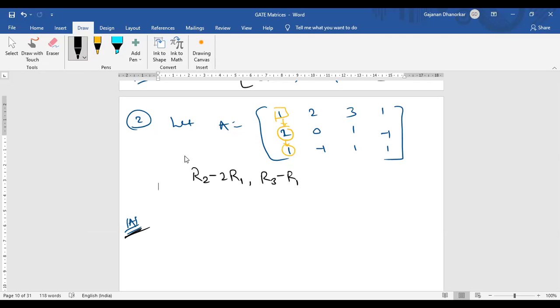Now we get here 1, 2, 3, 1. First row I'm keeping it. Now multiply by 2 to first row and subtract. This is 0. Multiply by 2 to first row and subtract: minus 4, 2 here minus 5. Here multiply by 2 and subtract: minus 3. Then here this becomes 0. Minus 2. Is it clear? Is there any doubt in this?